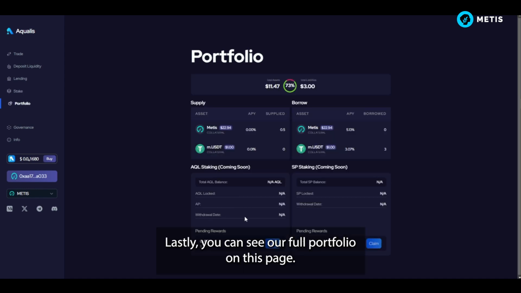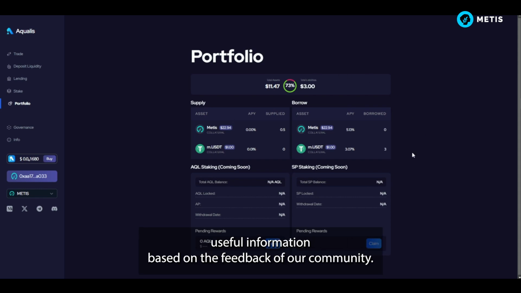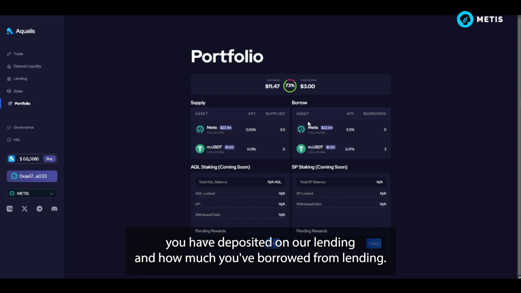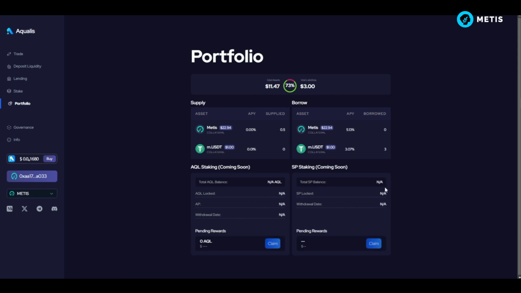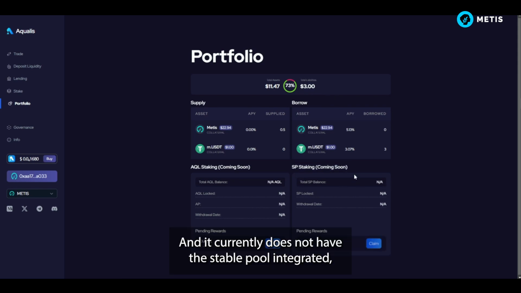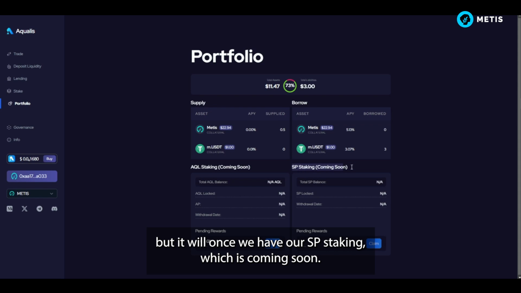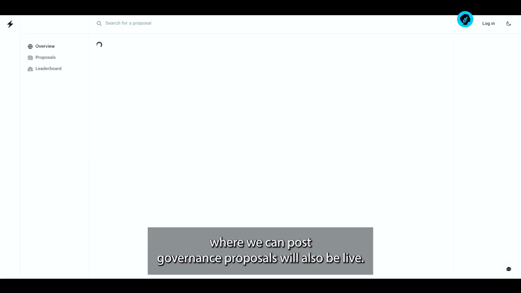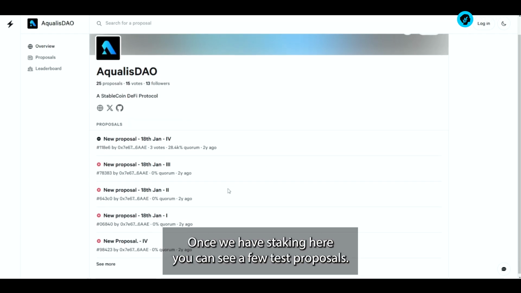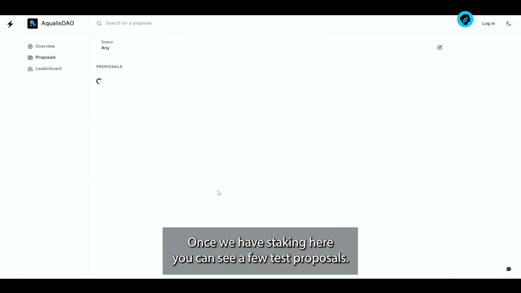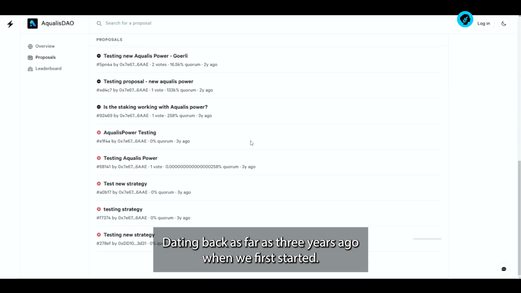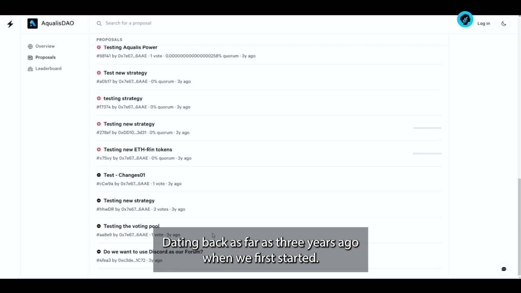Lastly, you can see our full portfolio on this page. This page will be optimized over time to display more useful information based on the feedback of our community. But for now, you can see exactly how much assets you have deposited on our lending and how much you've borrowed from lending. It currently does not have the Stablepool integrated, but it will once we have our SP staking, which is coming soon. The governance, where we can post governance proposals, will also be live once we have staking. Here you can see a few test proposals dating back as far as 3 years ago when we first started.